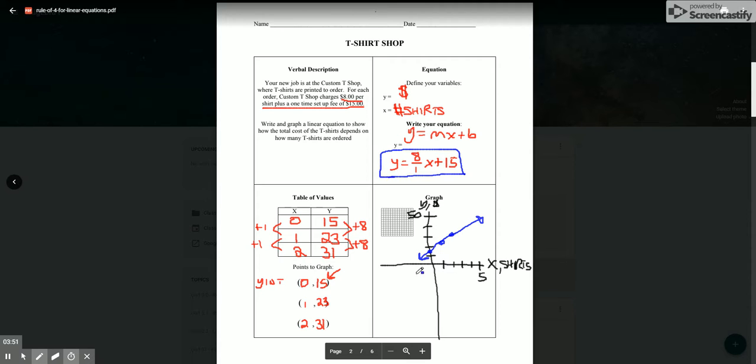Now in reality, you might actually want to make this more of a discrete graph with just dots, because you're not going to order half of a shirt. And so if we did that, it would actually look something more like just a series of dots. Kind of like that, without this tail down here at the end.